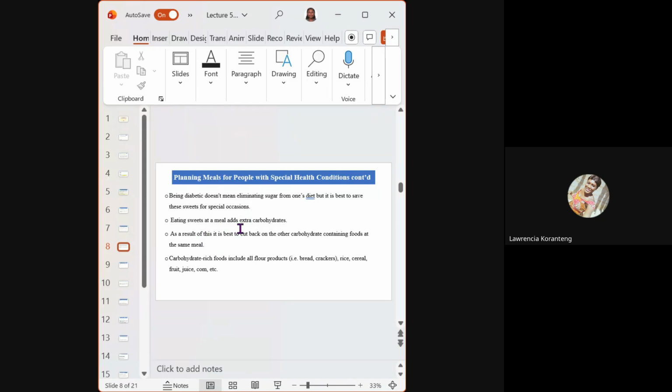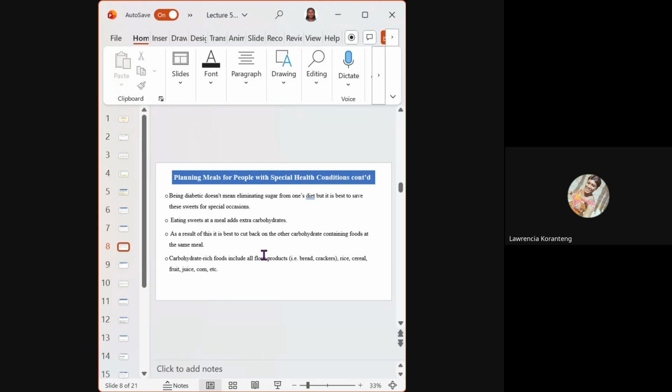Eating sweets at a meal adds extra carbohydrates. So when you are diabetic, those of you who have diabetic husbands, mothers and so on, sweets are not good for them. So it should be once in a while. Maybe once in a while, mama sends a cone of ice cream or yogurt, but it shouldn't be a continuous habit.